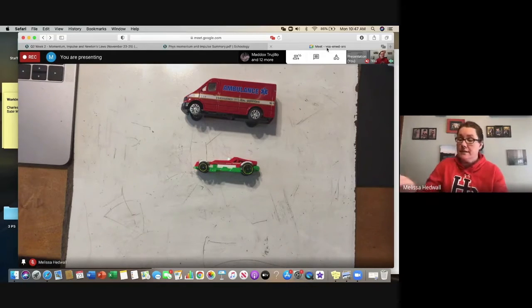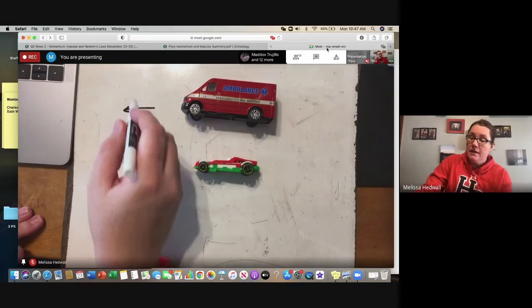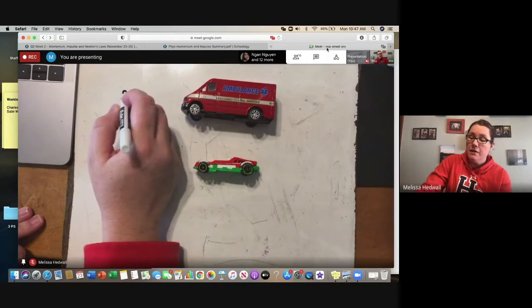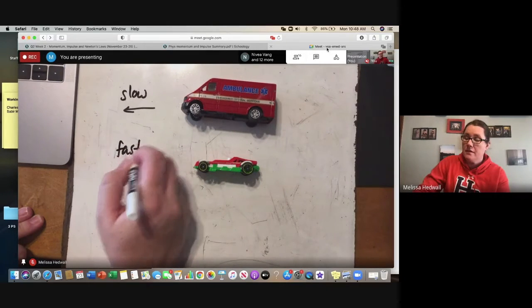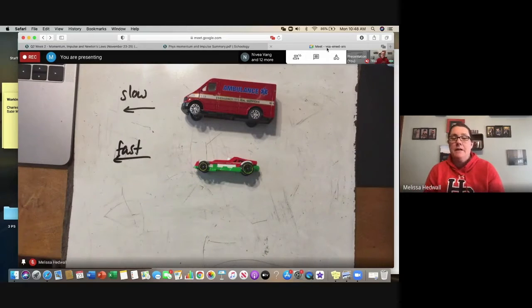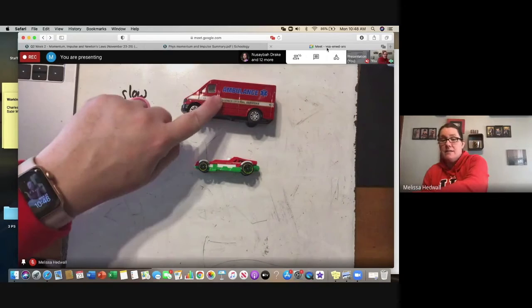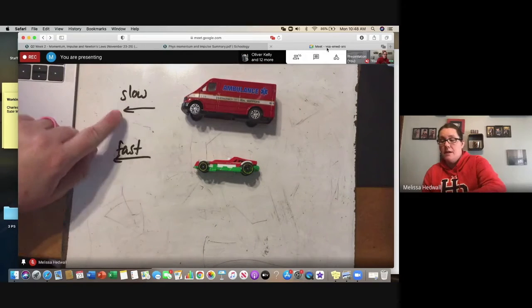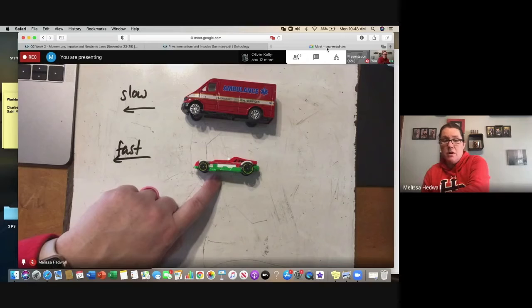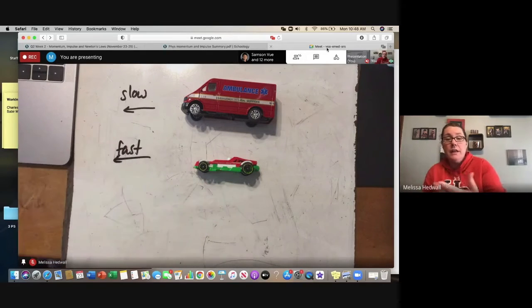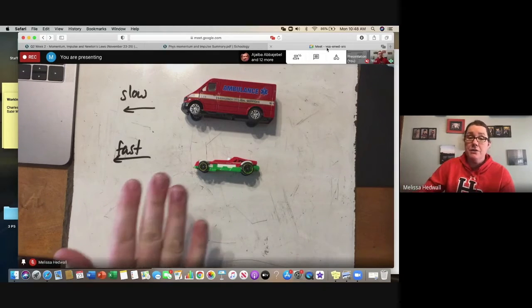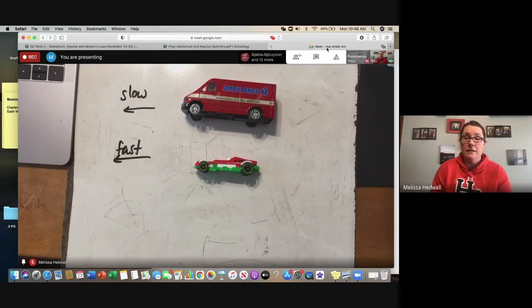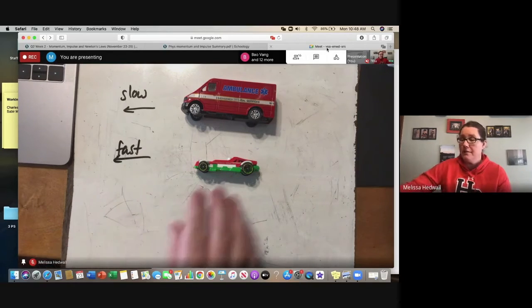If they're moving, let's say the ambulance happens to be moving slow, and the race car were moving fast. Well, you could actually have the same amount of momentum here. Because if this mass is big but the velocity is slow, and this velocity is fast but the mass is smaller, they could equal out to be the same. So depending on what you have will depend on that combination.